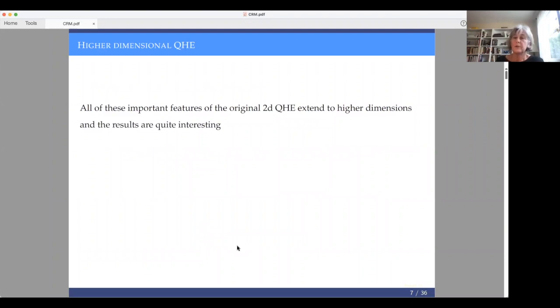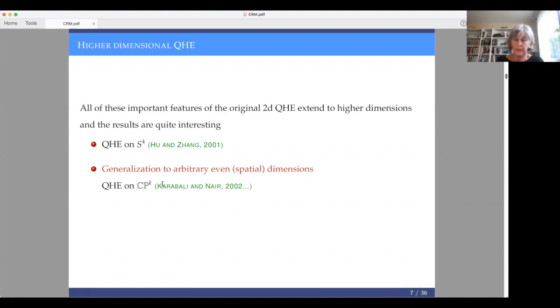So now what I would like to mention and start explaining in more detail is that all of these important features of the original two-dimensional quantum Hall effect extend to higher dimensions, and the results are quite interesting. The first attempt to define quantum Hall effect in higher dimensions was done by Hu and Zhang back in 2001, when they formulated the theory on the four sphere, and they introduced an SU(2) magnetic field. And right after that, in collaboration with Parameswaran, we generalized this to arbitrary even dimensions by formulating quantum Hall effect on complex projective spaces.